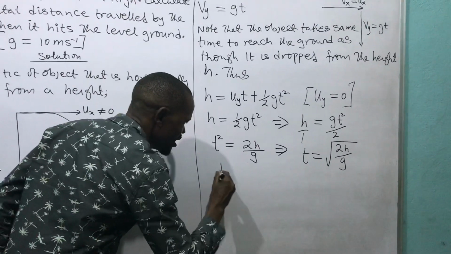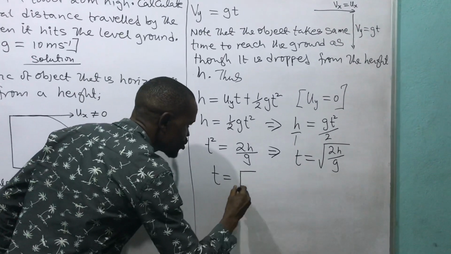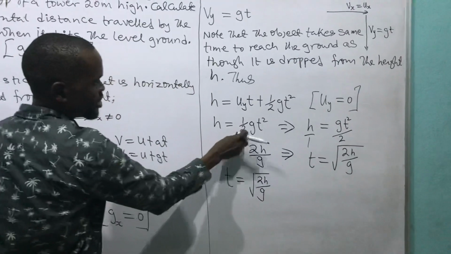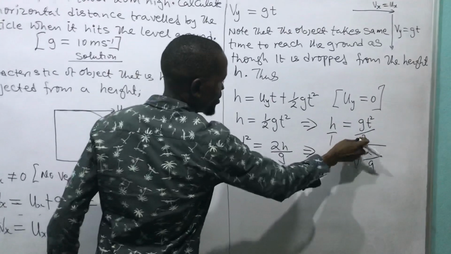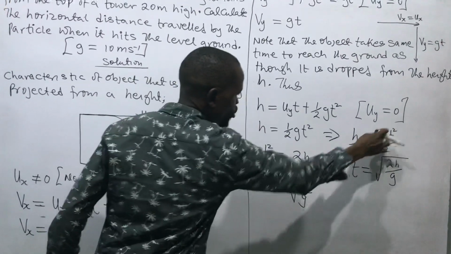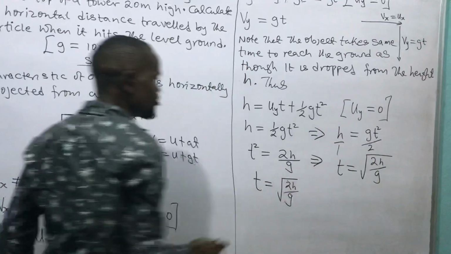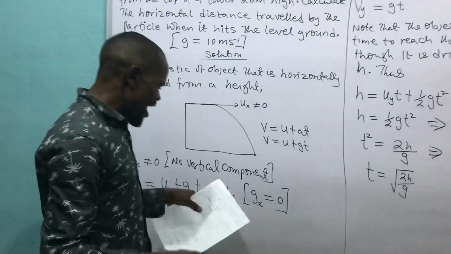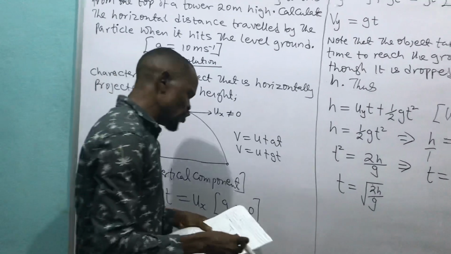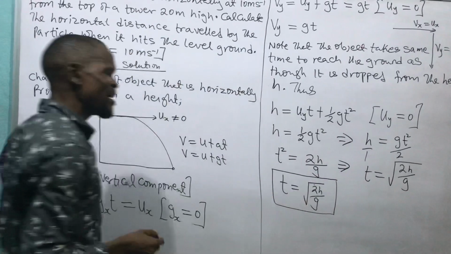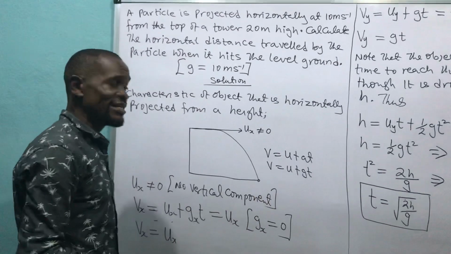That means t is equal to the square root of 2h over g. From this, I have this over 2, and h over 1, cross multiplication, and I can make t the subject of formula. You know what I did here? That's what I did. Then that's the time it will use. This is what I need to put in my brain. I have to remember this. This is the time it will use to hit the ground.